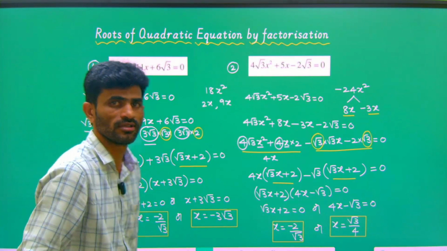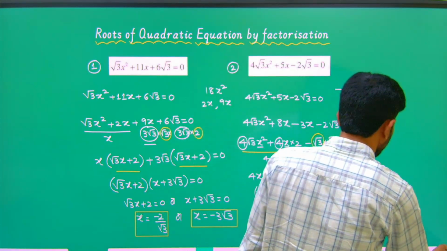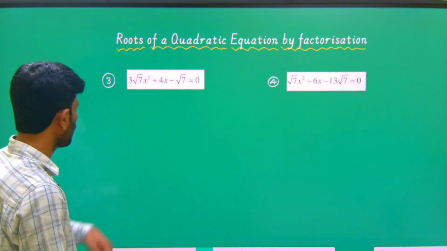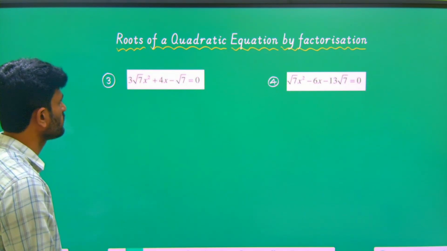Hope you understood these two problems. Let's see two more, how to solve. This is one other problem. Another problem, again we have to follow the same procedure.